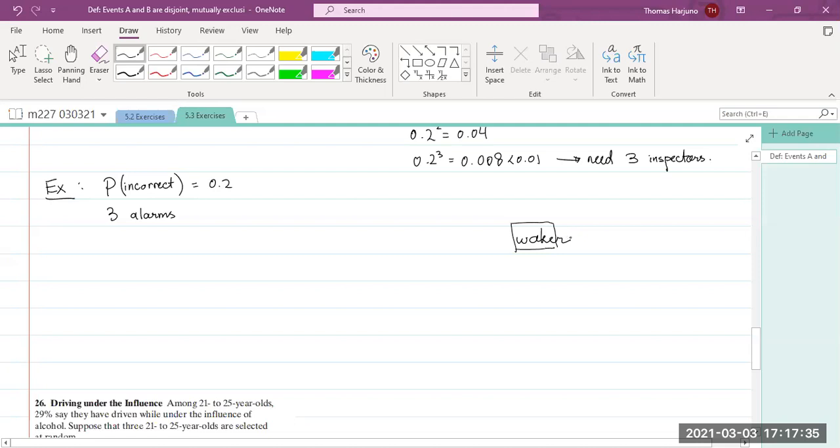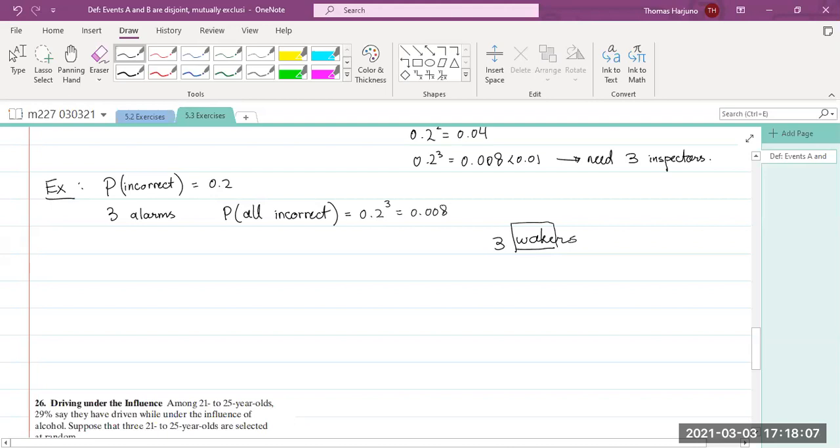So suppose we have three wakers instead, or three alarms. Now, what is the probability that all of them do not go correctly? All of them incorrect. Because they work independently, supposed to be, right? So that would be 0.2 to the power of 3. That's 0.008.